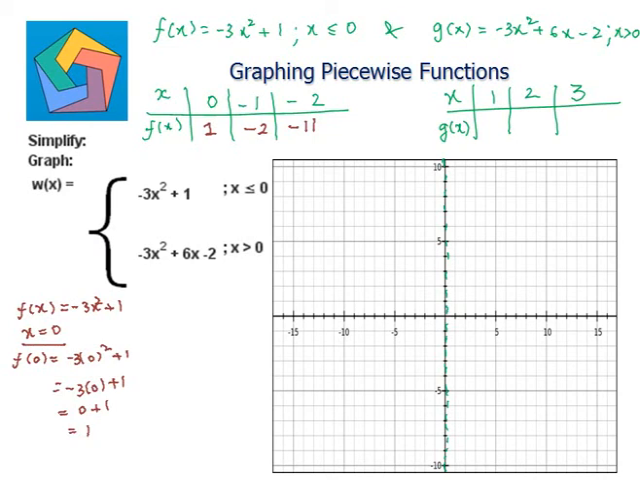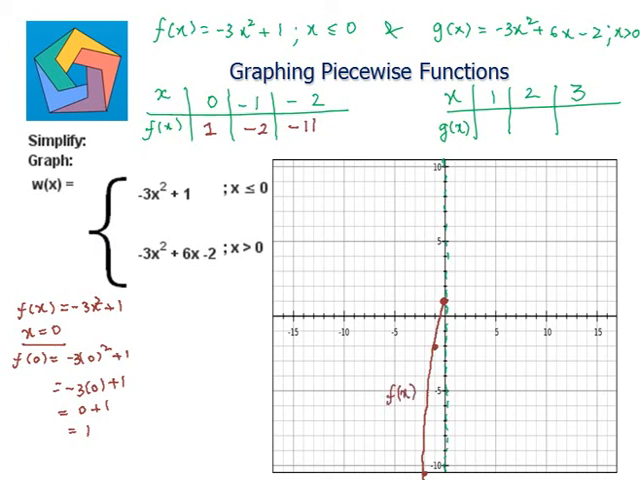So let us graph this: 0, 1, negative 1, negative 2, and negative 2, negative 11. Let me say negative 11 is here. So this is the graph for f of x.